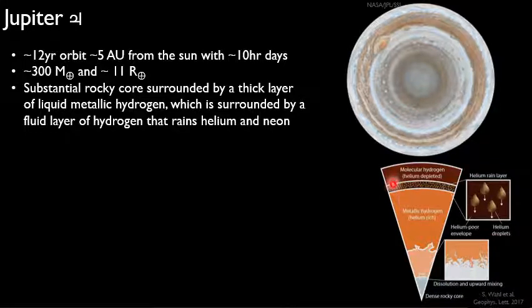Then there's a layer of hydrogen that is a fluid layer, and I'm saying fluid because calling it a liquid or a gas doesn't really make sense. It's in a supercritical state, and so there's no distinction between a liquid and a gas at that point. And that's most of the rest of the atmosphere, and it rains helium and neon, so they condense and then rain down to these layers, which is kind of amazing.